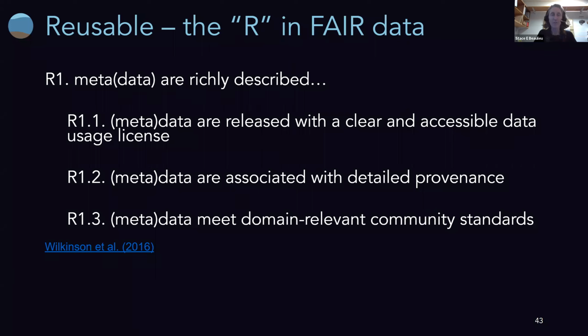The first principle here, R1.1, is with regard to releasing the data with a clear and accessible license. We'll do licenses in module 4. The second one is associating your data with detailed provenance. I didn't mention provenance earlier, I should have. Provenance is the history of a data set, how that data product came to be.